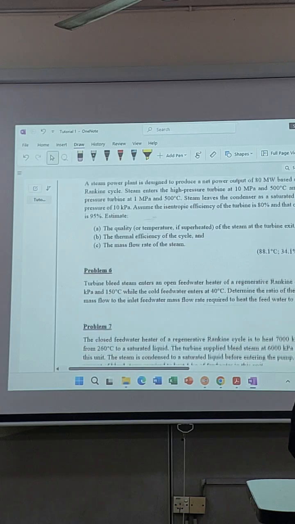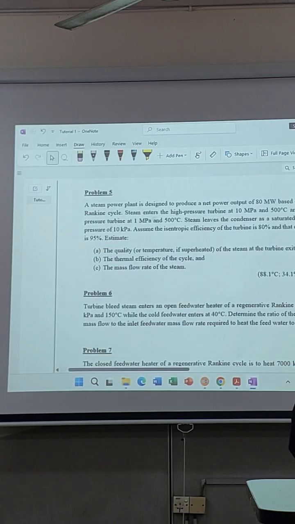So we jump straight to 5. Like I said, for the example we can discuss early next Monday. Problem 5 is actually an actual reheat cycle. I think we didn't really touch that in the lecture.